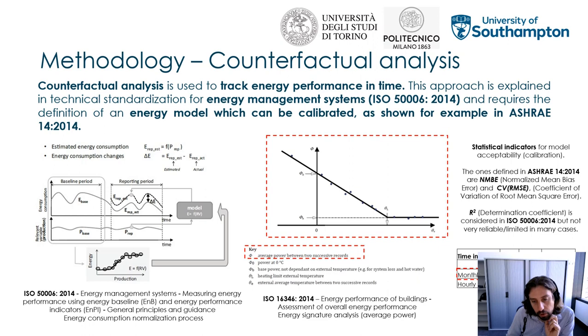The way to do it from a practical point of view for buildings is to take the energy consumption, calculate the energy signature, which is the average power between two successive records, and plot it against the external average temperature. In this case, you see an example of a piecewise linear behavior where we have a base power, a sort of base load normally associated with hot water usage, and a temperature-dependent part that is normally associated with heating. If the regression models are within the boundaries defined by these statistical indicators, the normalized mean bias error and the coefficient of variation of the root mean square error, then we can say that these models are calibrated.